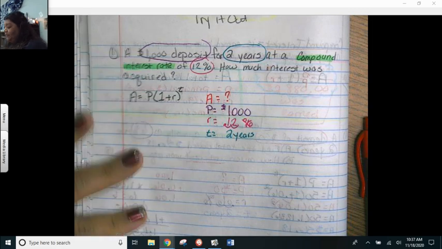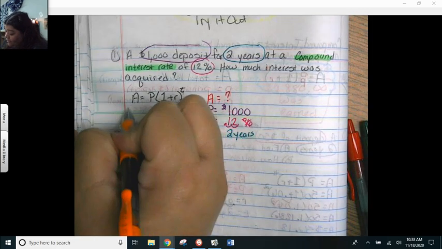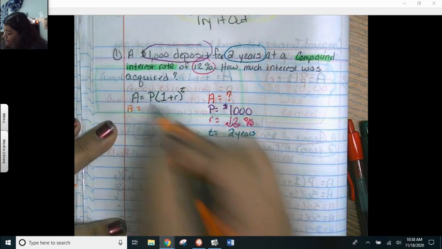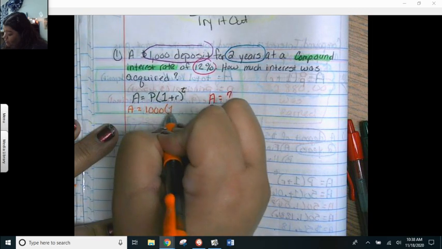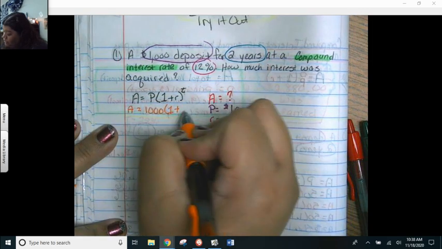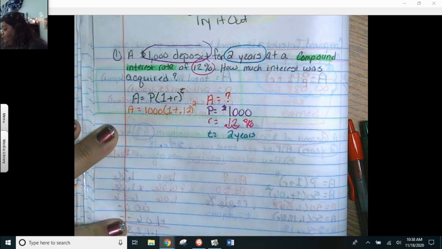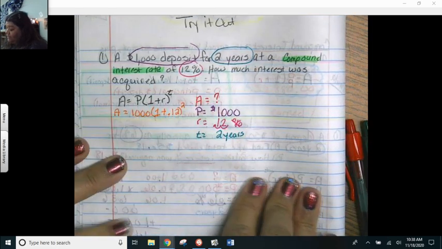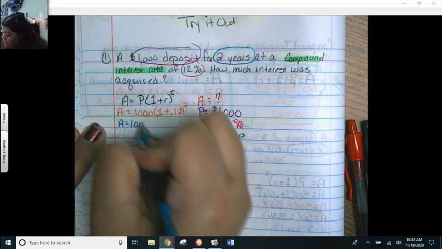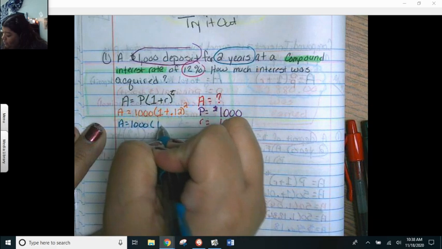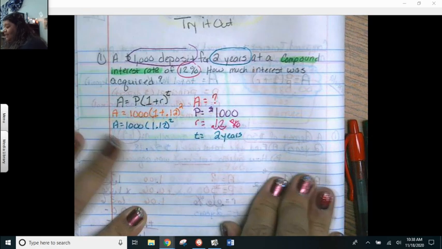All right, so now let's plug them in where they belong. I don't have an A. P was 1,000, that was my principal. Parenthesis 1 plus R, we changed to 1.12. And T is 2 years again. Okay, now we're gonna go ahead and do the math. Hopefully you did the parentheses first and got 1.12 squared.